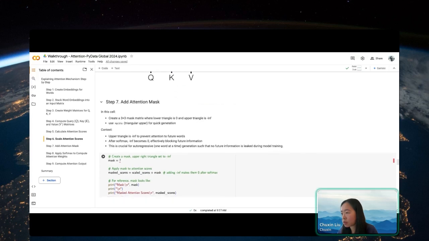Okay. So step 7, in this cell, we will create a 3 by 3 mask matrix where the lower triangle is 0, meaning that we don't mask them, and then the upper triangle will be minus infinite. For this case, we'll use np.triu, triangular upper, for quick generation. You can also just write a 3 by 3 matrix on your own.